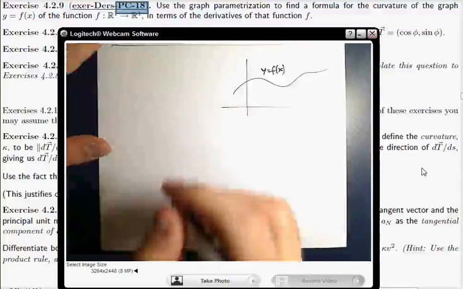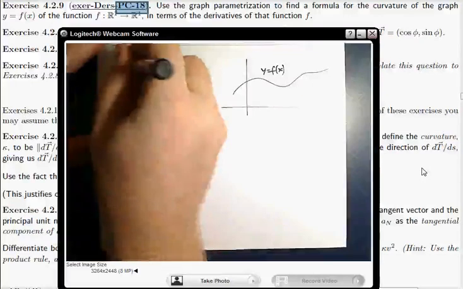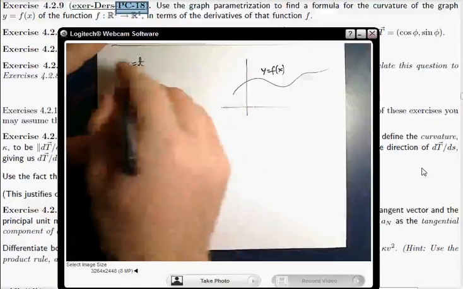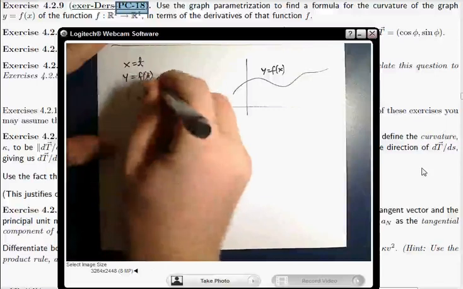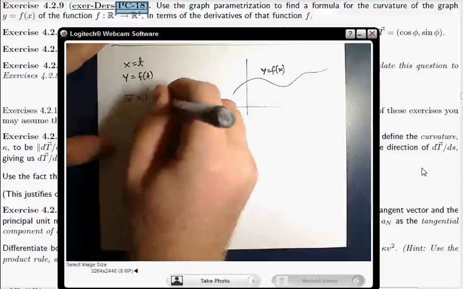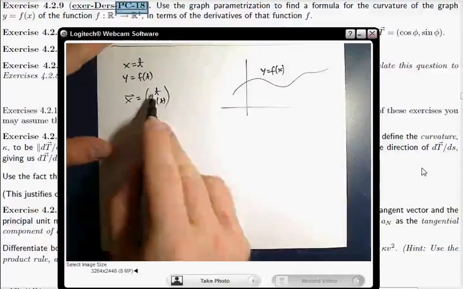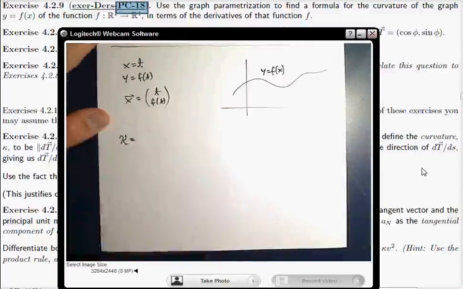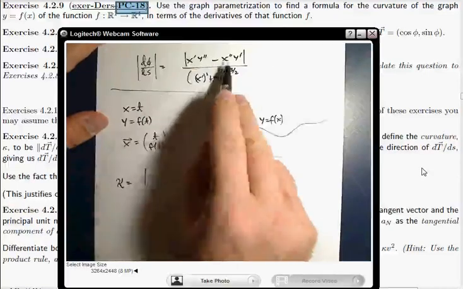So specifically then, we're going to parameterize that curve by choosing to let x equal t, let y equal to, well, y is f of x, x is t, so y is f of t, and that gives me my parameterization, t, f of t. There's my graph parameterization. That's x, that's y, functions of t. And now I can just plug in to the formula that I have for curvature, which is just the absolute value. And I've got to plug in all this stuff here. So x prime, y double prime, and all that.